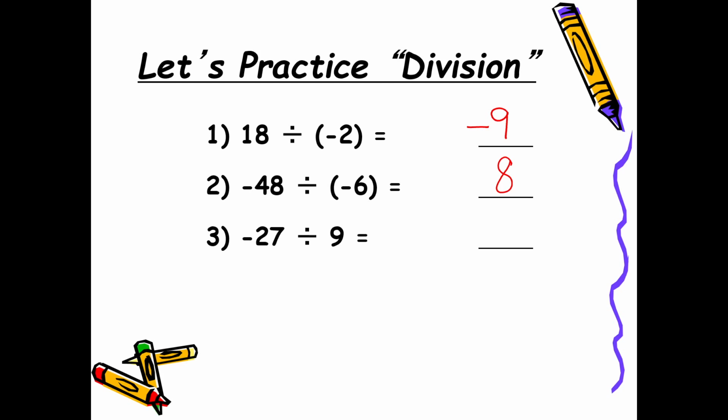Who will I call next for number 3? Go, what's number 3? Negative 3. Negative 3. Correct. Why is the sign negative? Different signs, sir. Different signs. Yeah. Let's go to number 4.